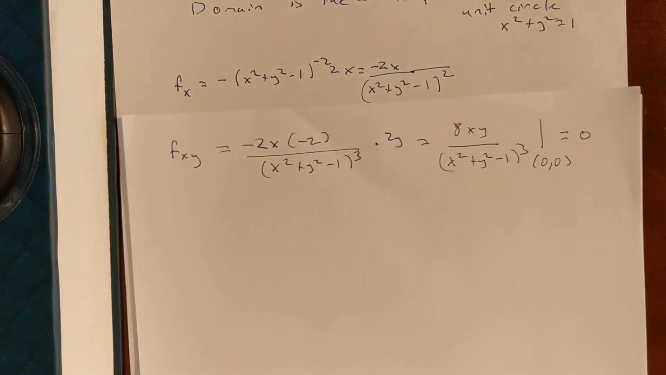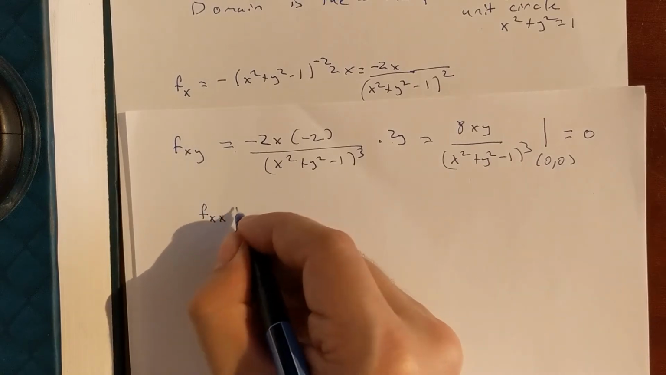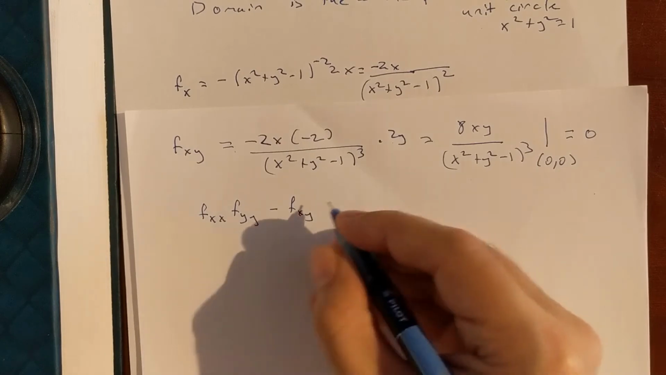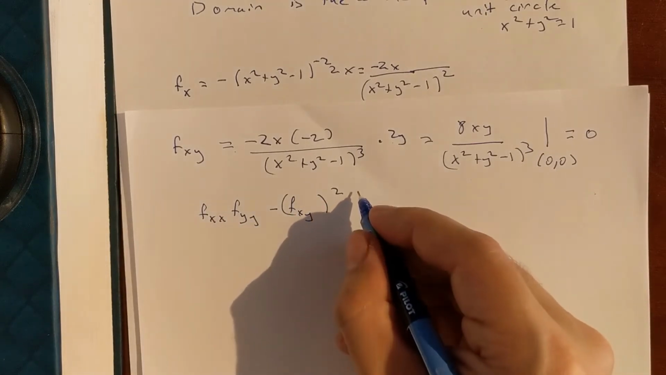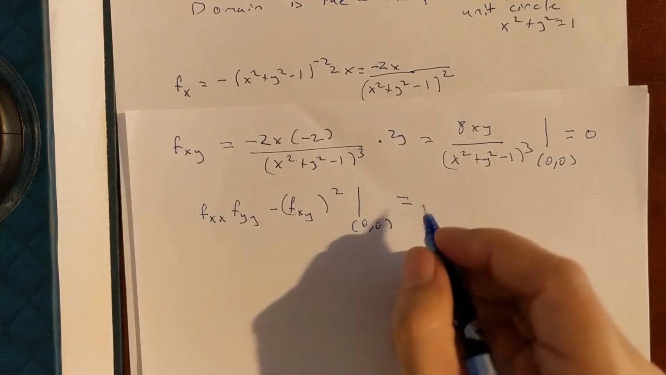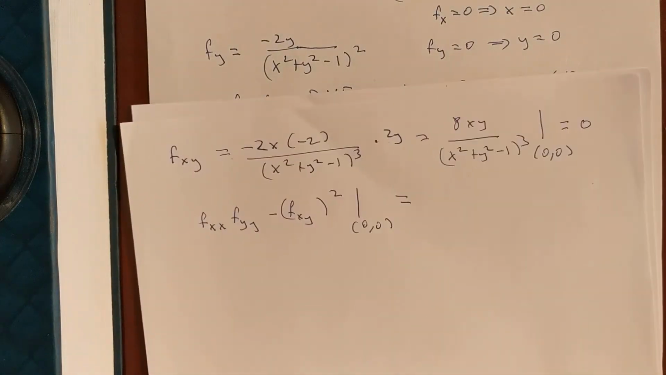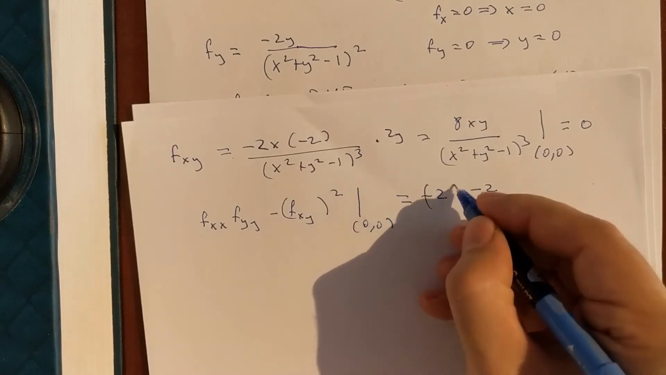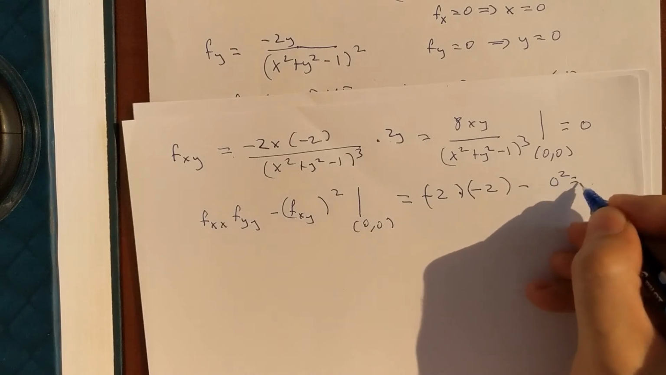Okay, so now we can plug everything into fxx times fyy minus fxy squared. Of course, this is all evaluated at 0, 0. And we get, what was this? Sorry, we found it on the other page. They were both minus 2. Minus 2 times minus 2 minus 0 squared. Well, guess what? That's 4.